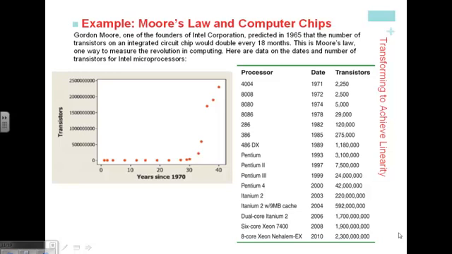Today is March 19th, 2012. This is AP Statistics at Berkeley High School, and this is the finishing up of the 12-2 lecture having to do with transforming data into a linear pattern.